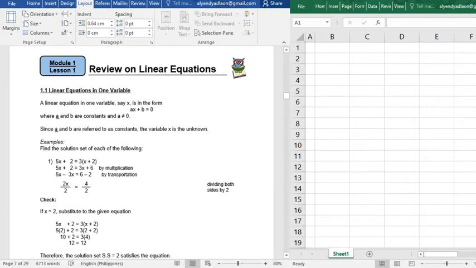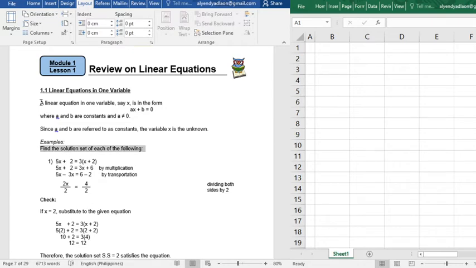Everyone! So for this video, we will discuss the review on linear equations. To start with, we have linear equations in one variable. A linear equation in one variable, say x, is in the form ax plus b equals 0, where a and b are constants and a is not equal to 0. Since a and b are referred to as constants, the variable x is the unknown.